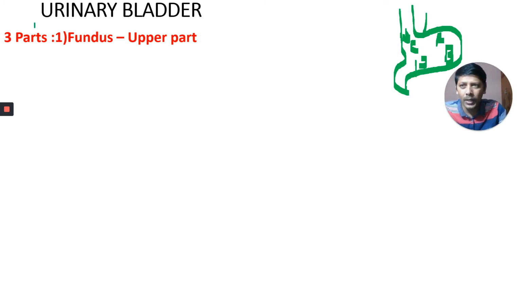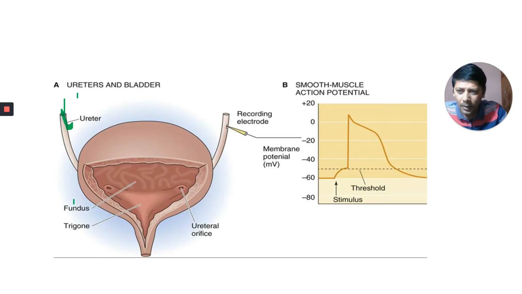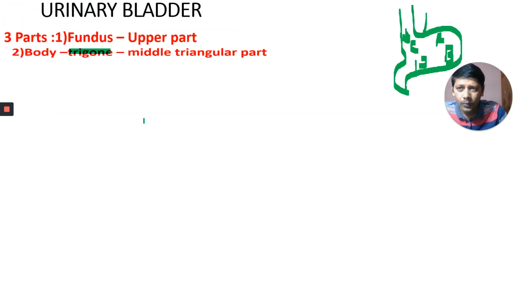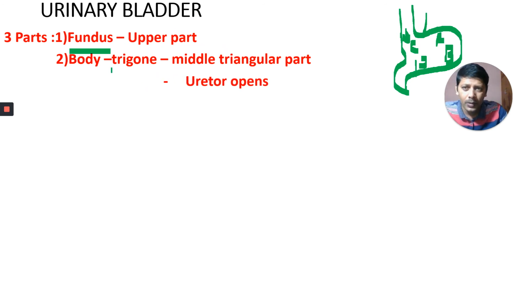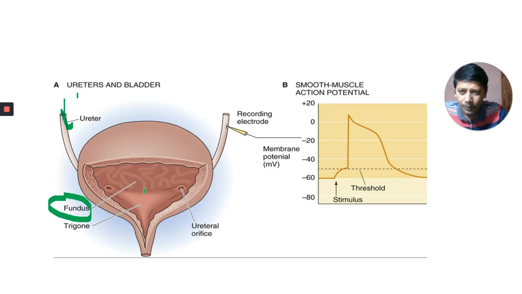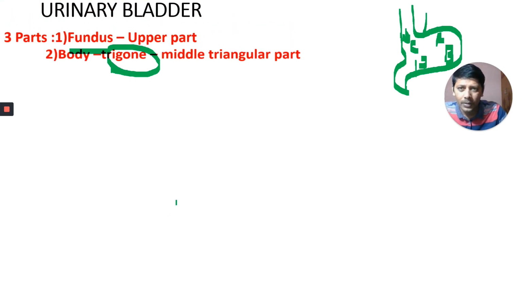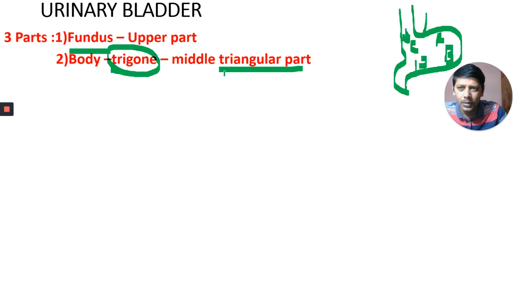Now look at the urinary bladder parts. Fundus, the upper part. I will show you here. This is the fundus. The fundus is the upper part. After the fundus, the body. Then trigone. This is a new word not given in the text. Body, trigone. You can observe the trigone part here. This is the trigone, a triangle shaped structure. The trigone is the middle triangular part.